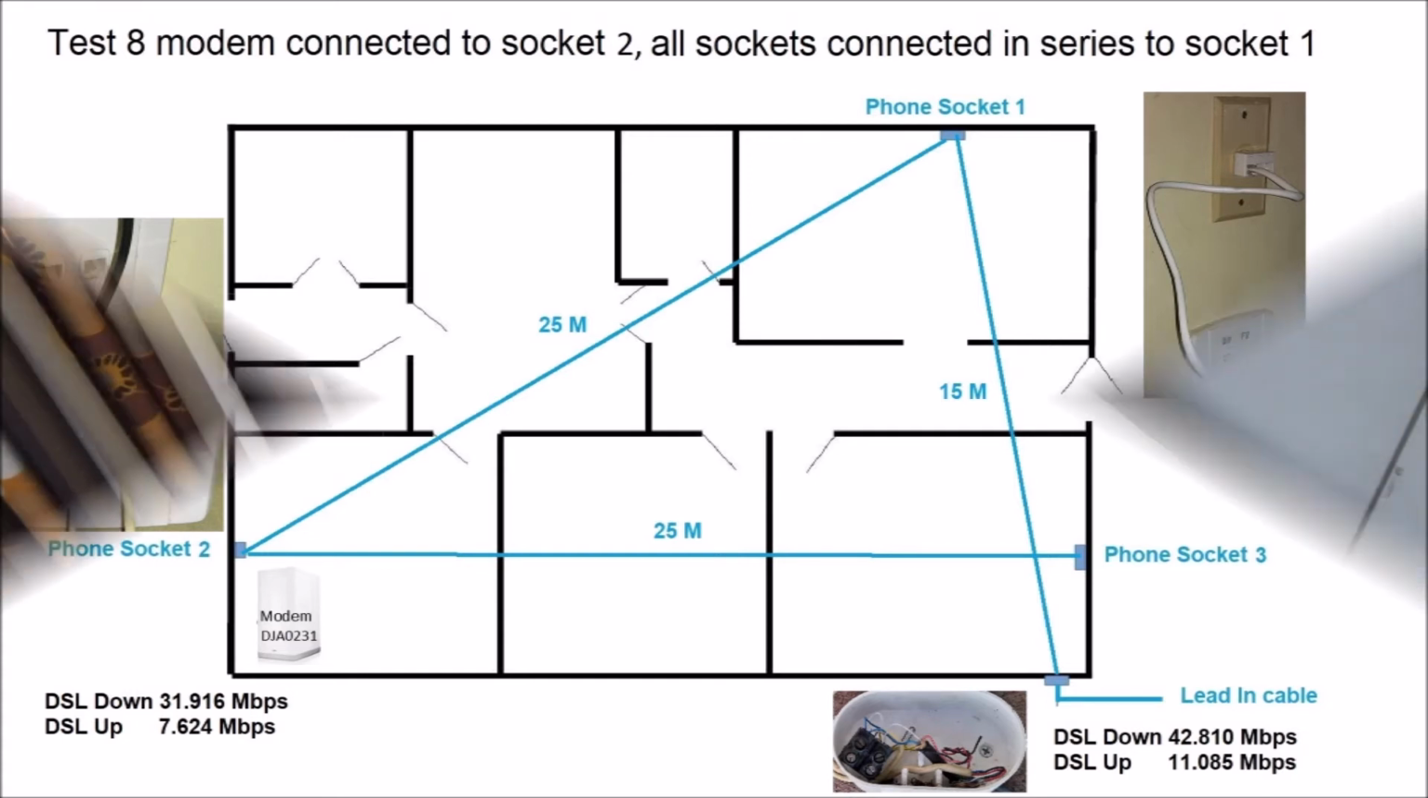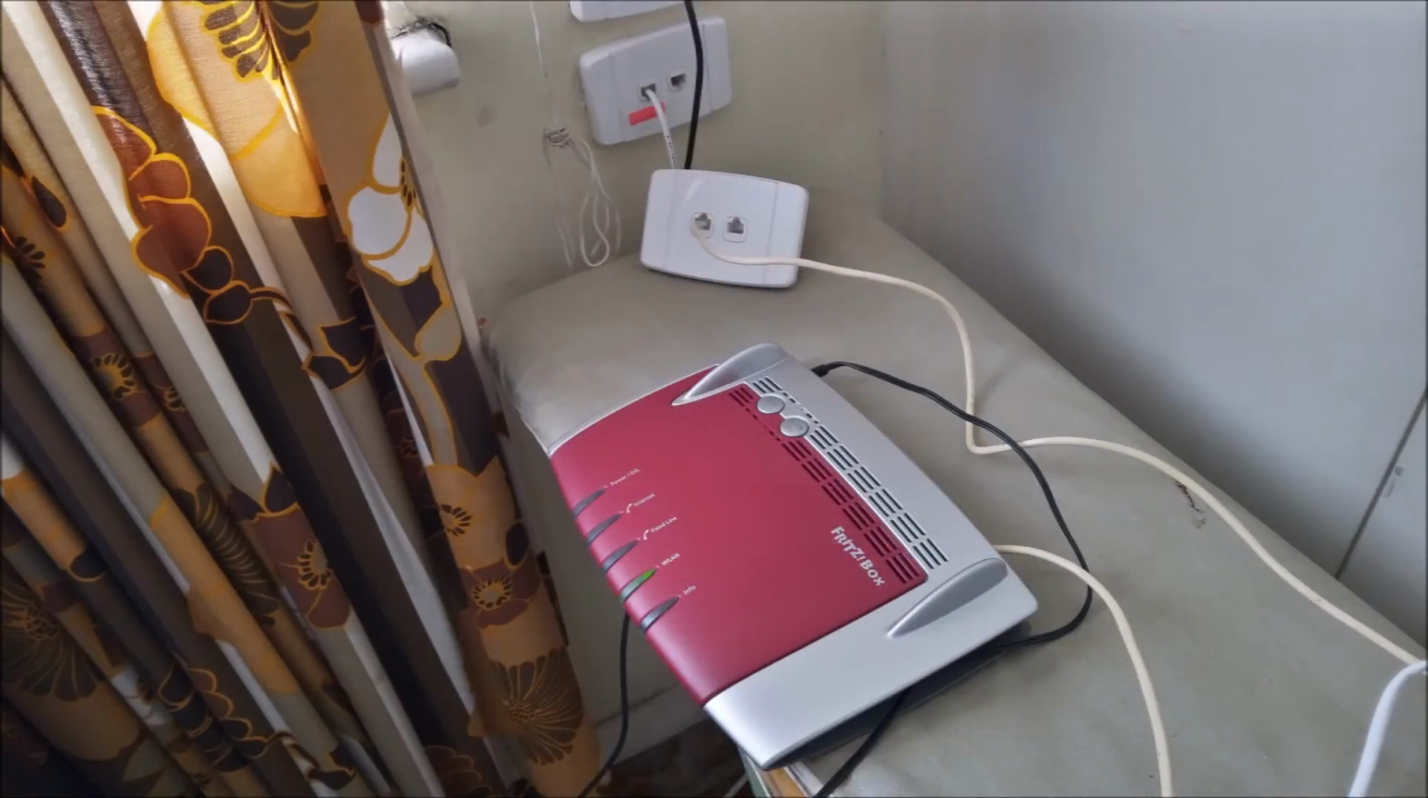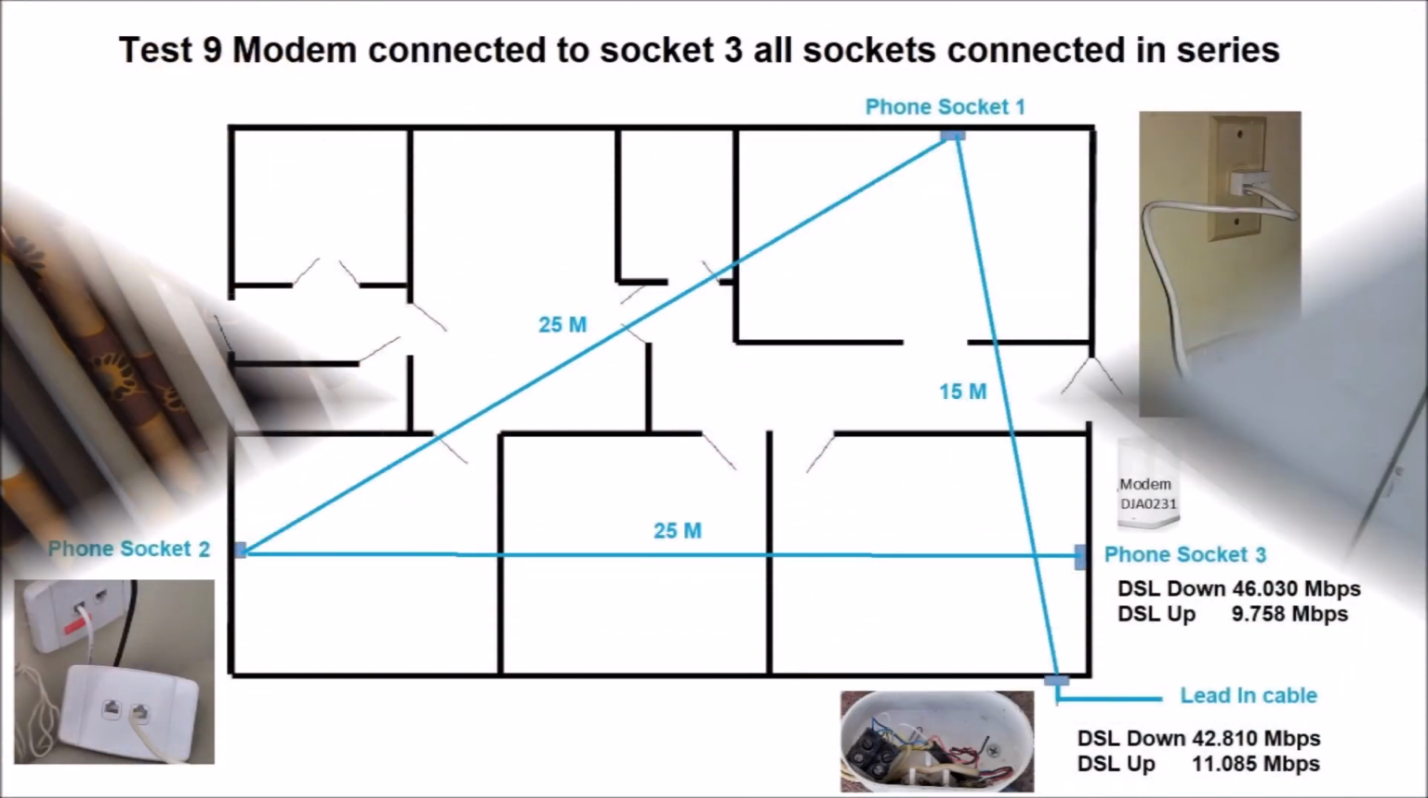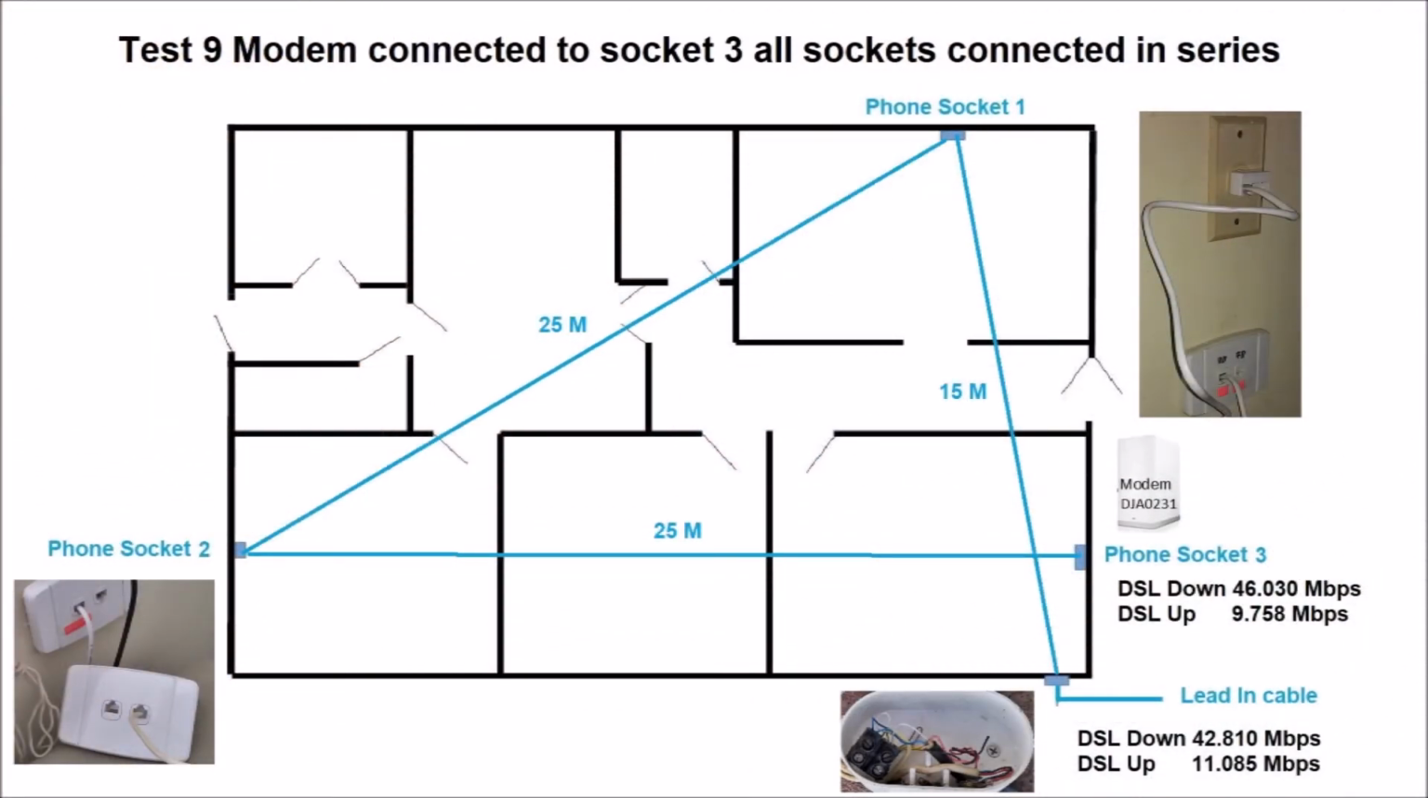In the next test, the modem was connected to the end of the 25 meter telephone extension cable to simulate a connection to the third telephone socket. At this location, the download speed was about 2 megabits faster and the DSL upload speed was about 1 megabit slower than the speed at the lead-in cable.